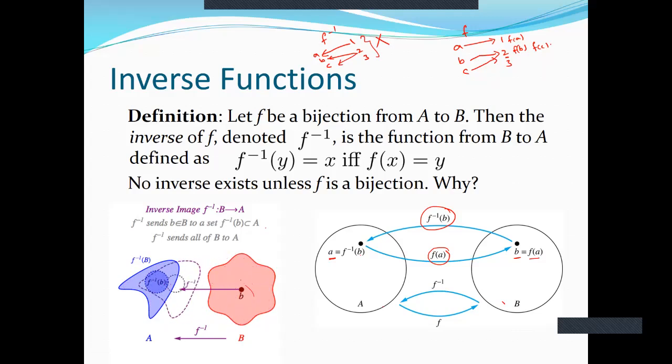That's the reason the function should be one-to-one, and in a bijective function, we can find the inverse. So you cannot find the inverse of all the functions. You can only find the inverse of the bijective functions. All right.